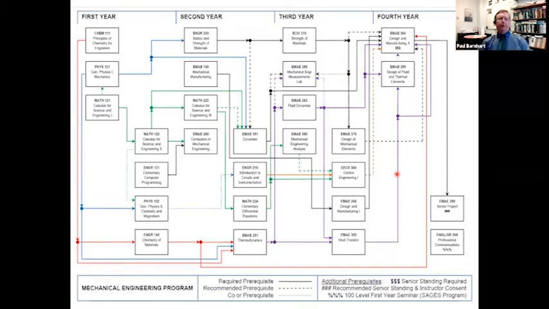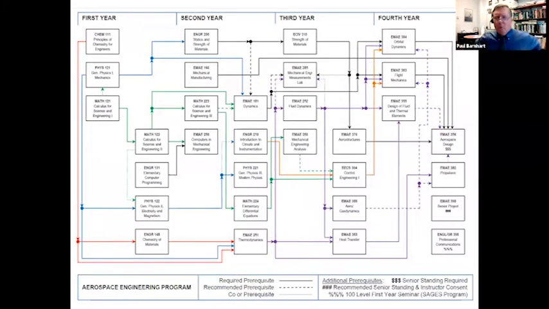All right, let me talk about aerospace next. This is a bit more complicated. If you notice, there are more boxes on the screen because the aerospace major requires more required courses. Pretty much everything through the second year is very common with the mechanical engineering program. The courses are about the same. We require you take an additional physics class because aerospace engineering has some more advanced subjects that can benefit from a modern physics course. But the rest of these classes are pretty much identical.